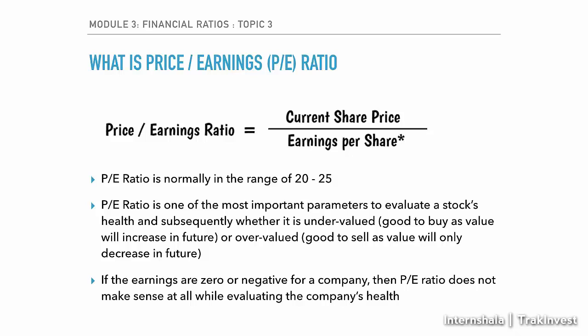PE ratio is one of the most significant parameters to evaluate a stock's health and subsequently whether it is undervalued or overvalued. In case of a PE ratio, if the earnings of a company are negative, that means the company is in losses, or if the earnings are zero, then the PE ratio will not make sense. So you cannot calculate a PE ratio of a company which has negative or zero earnings.